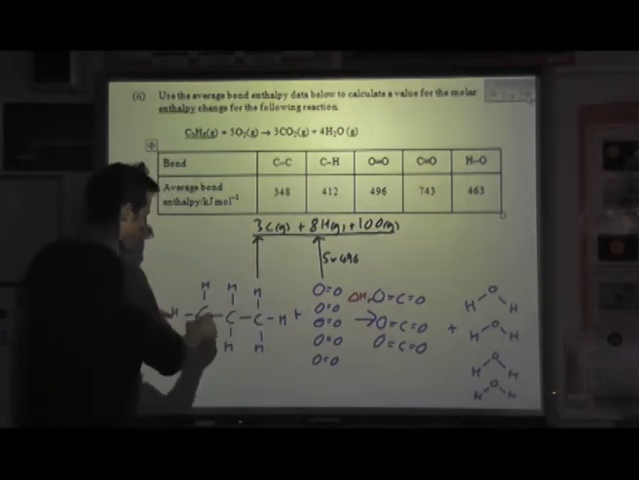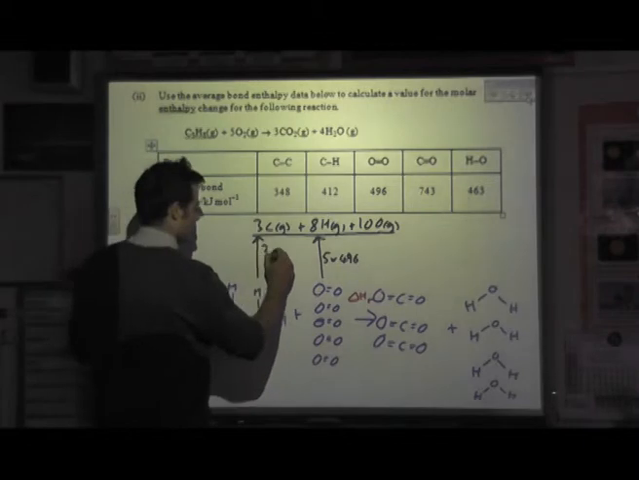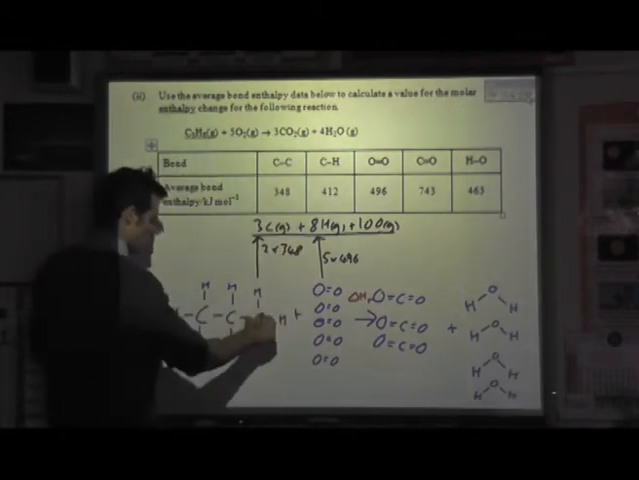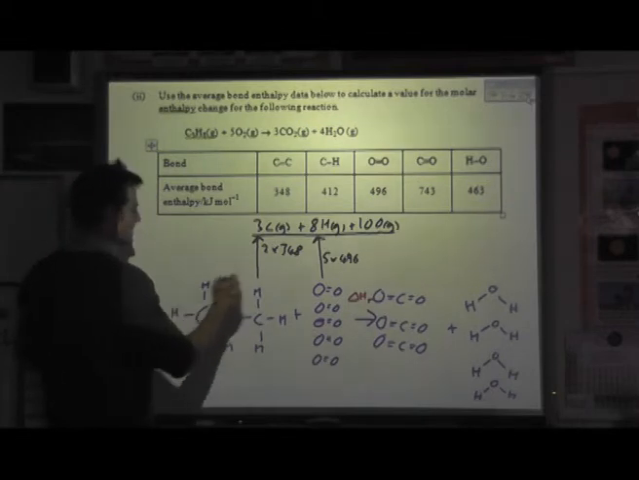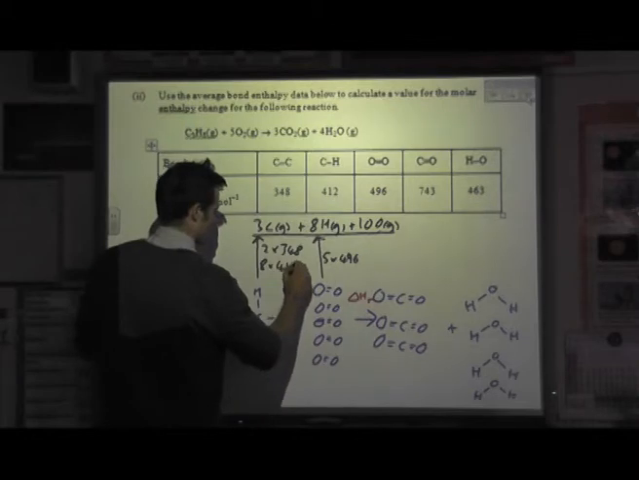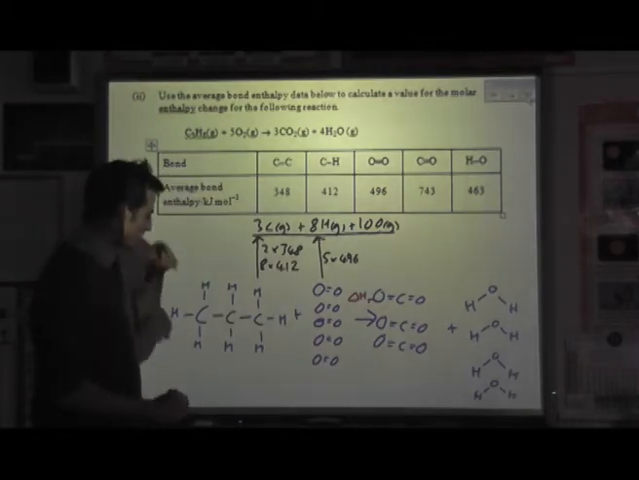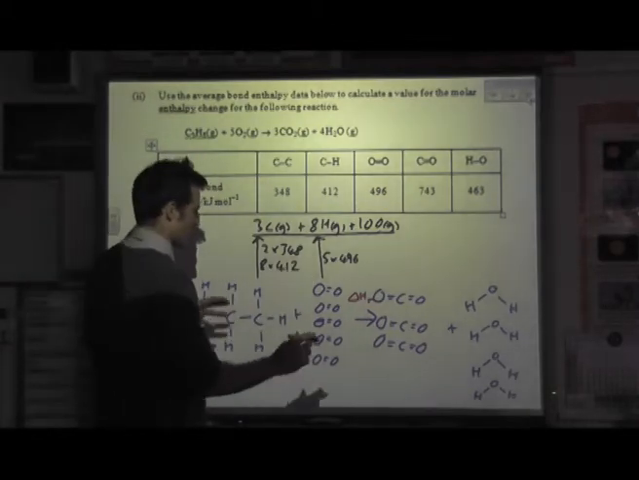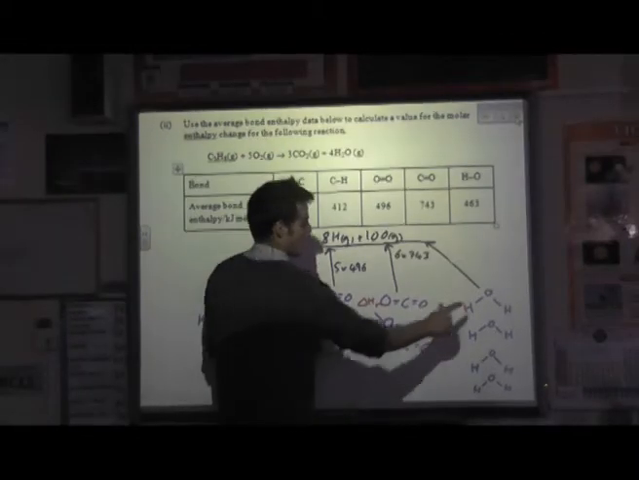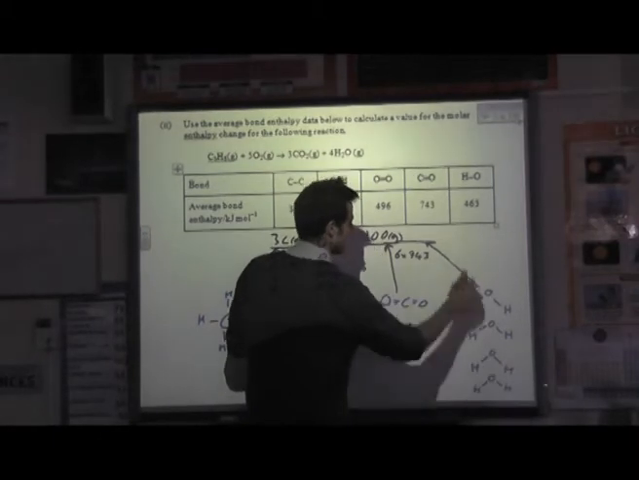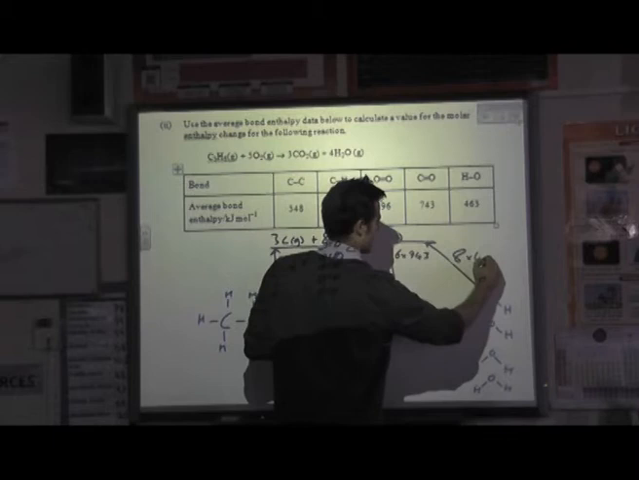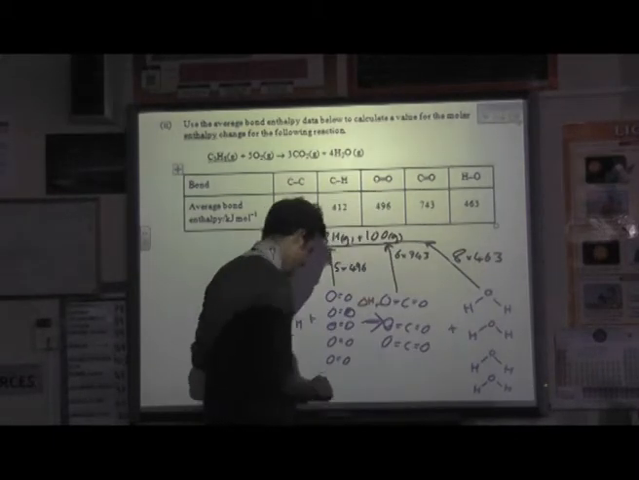Here, 2 carbon-carbon bonds, so 2 times 348. And 8 times carbon-hydrogen. Carbon-hydrogen is 412. Okay, notice how I'm counting the bonds. I'm not counting the atoms at all, I'm counting the bonds. Here, we have 1, 2, 3, 4, 5, 6, 7, 8. Oxygen to hydrogen bonds, so 8 times 463.